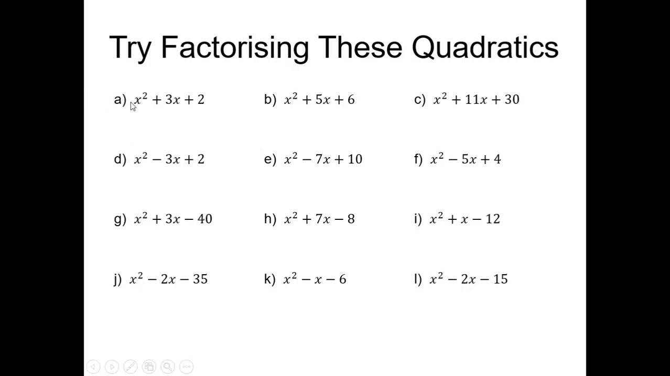Also pay attention to the signs here. In this first row, everything's positive. In this next row, the last term is positive. What kinds of numbers multiply to make a positive? And the middle number is negative. The next row, the last term is negative. Think about what kinds of numbers multiply to make a negative, but the middle number is positive. And in the final row, the last number is negative, and the middle number is negative.